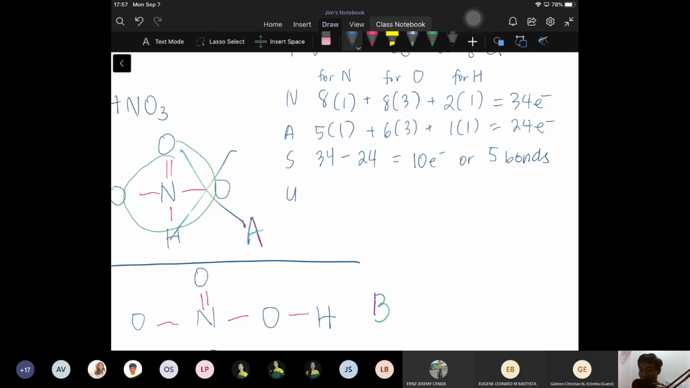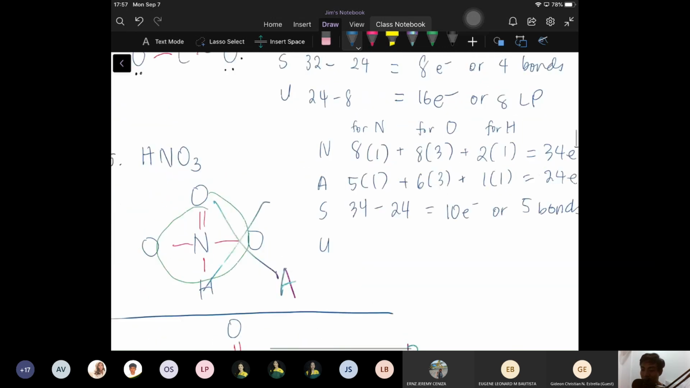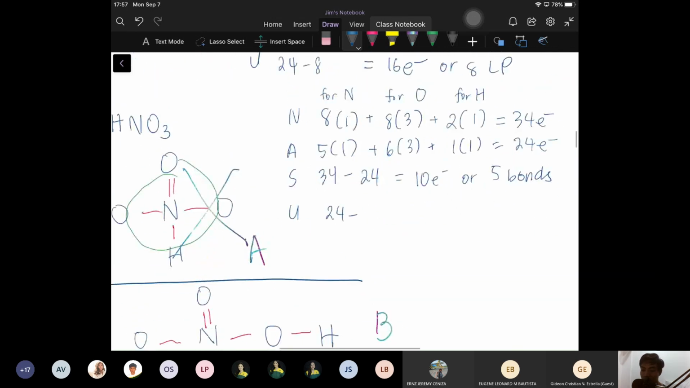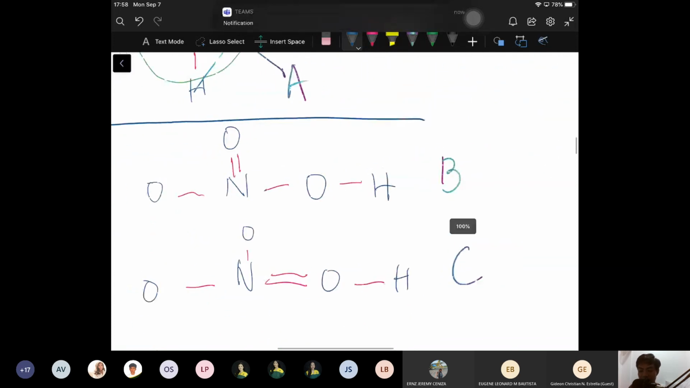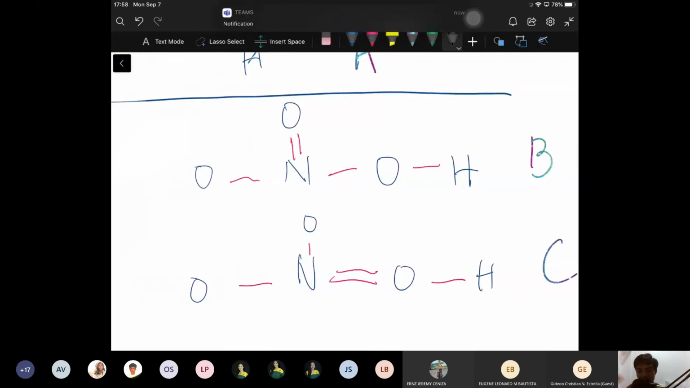So, to solve for U, yung unshared, that is A minus S. So, that's 24. 24 minus 10, which is 14 or 7 lone pairs. So, distribute natin 7 lone pairs. Make sure that we follow the octet rule pa rin. So, sino muna yung pwede? Siyempre, yung mga oxygens lang pwede lagyan natin muna. Si hydrogen, hindi na.